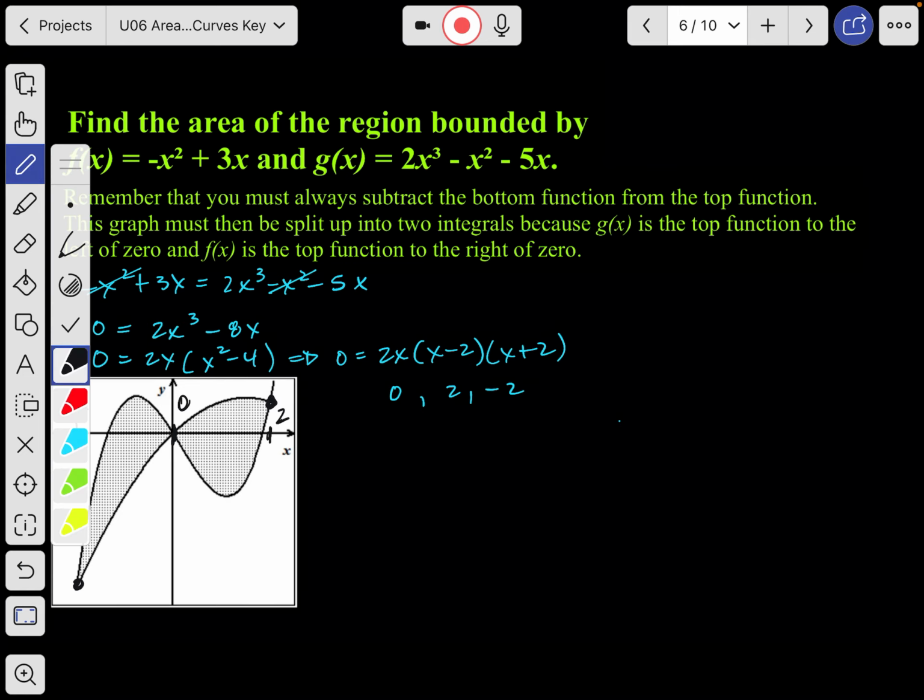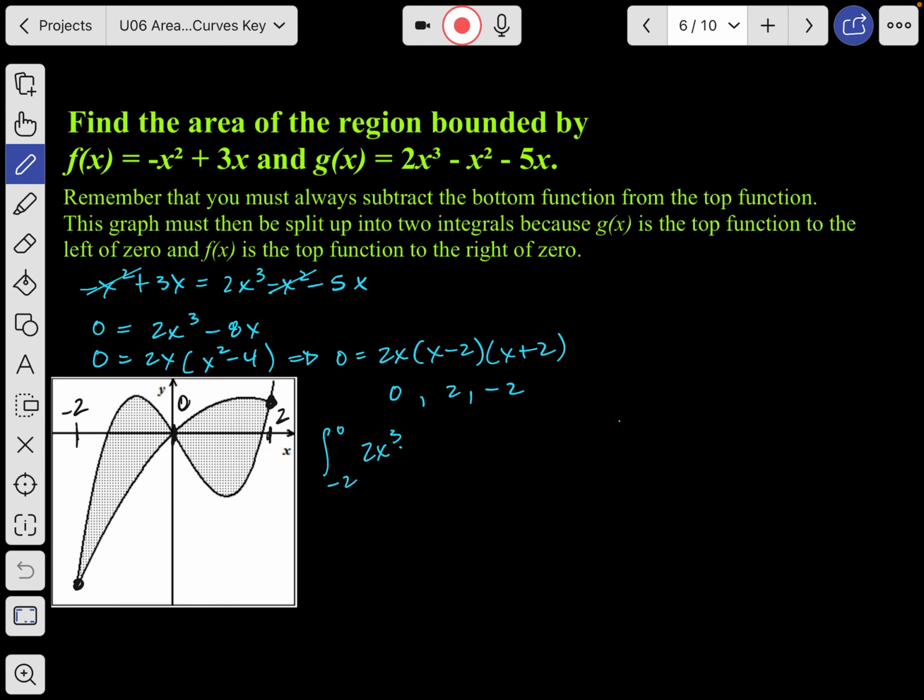All right, so let's write our integrals. My first integral is going to be from negative 2 to 0. And the cubic function's on top, so 2x cubed minus x squared minus 5x minus the quadratic. All right, and then I'm going to add that to the integral from 0 to 2. This time the quadratic's on top minus the cubic.